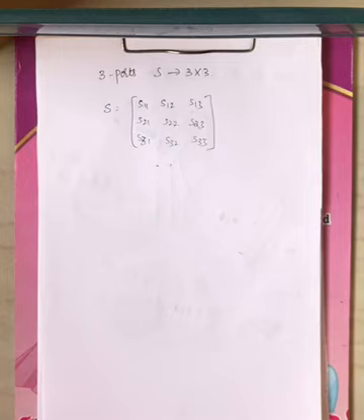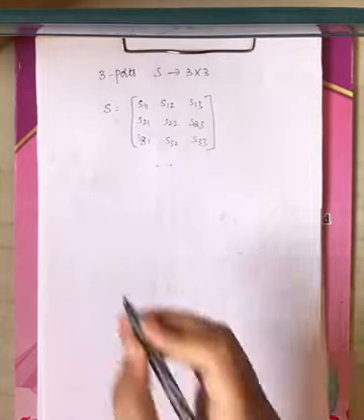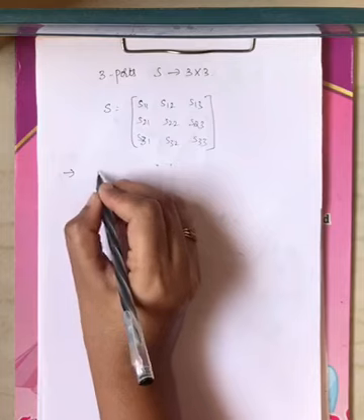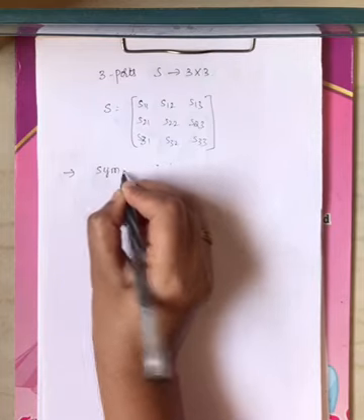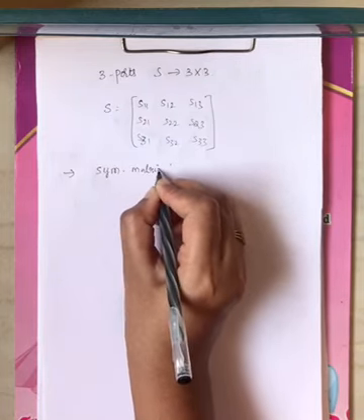It contains 3 ports. Order of S will be n by n. If it contains 4 ports, order of S will be 4 by 4, right? Now this is your S matrix. Now what is the first property of S matrix? Symmetric matrix. S is a symmetric matrix.